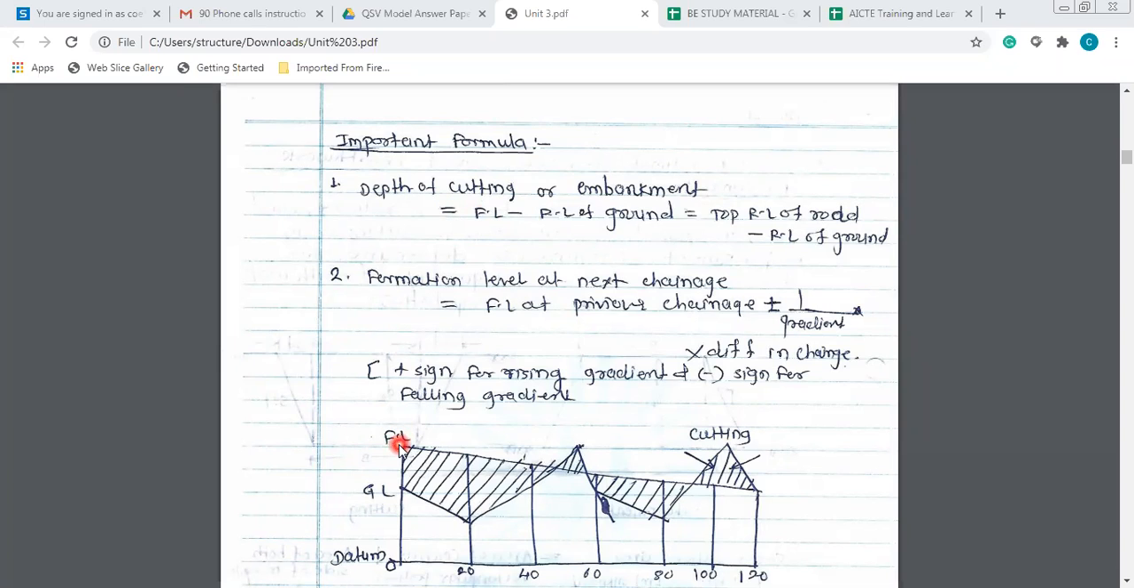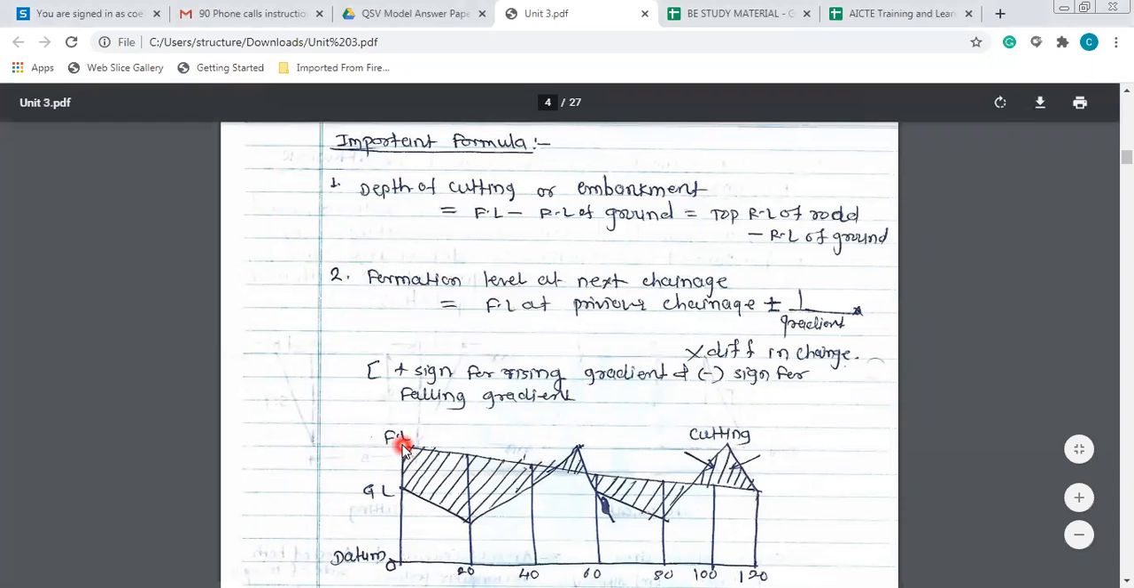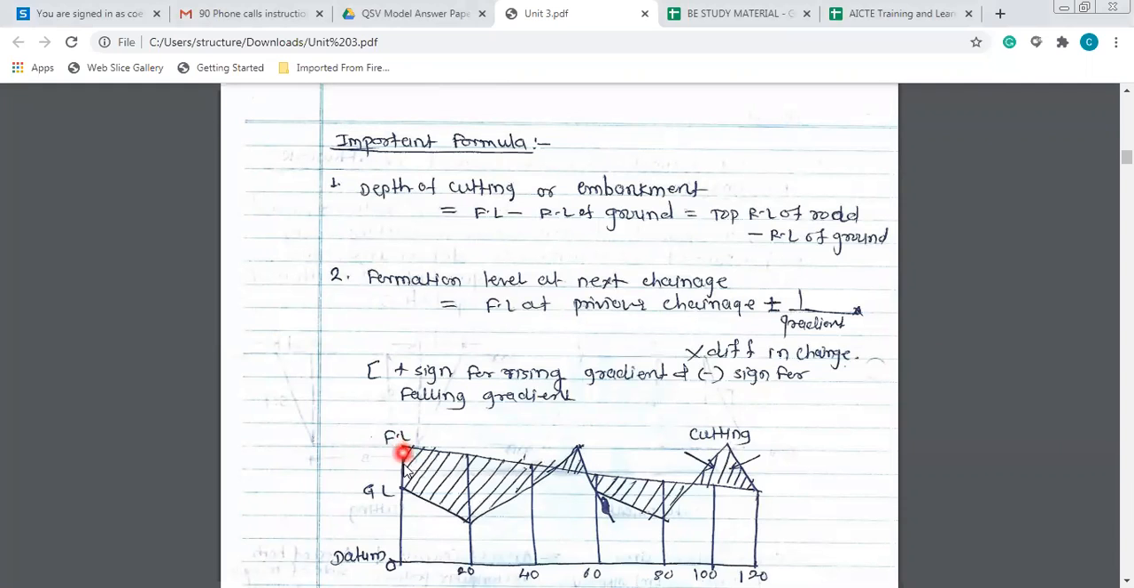As you can see, a small diagram is there. If this is your formation level, this will be your ground level. So this difference, FL minus GL, will give you the depth of cutting or depth of embankment, whatever it may be. As you can see, this part is in cutting, we have to cut this particular part. So this depth of cutting will be from this point to this point. Depth of embankment, you can consider from this point to this point, or this point to this point, it may be anything.